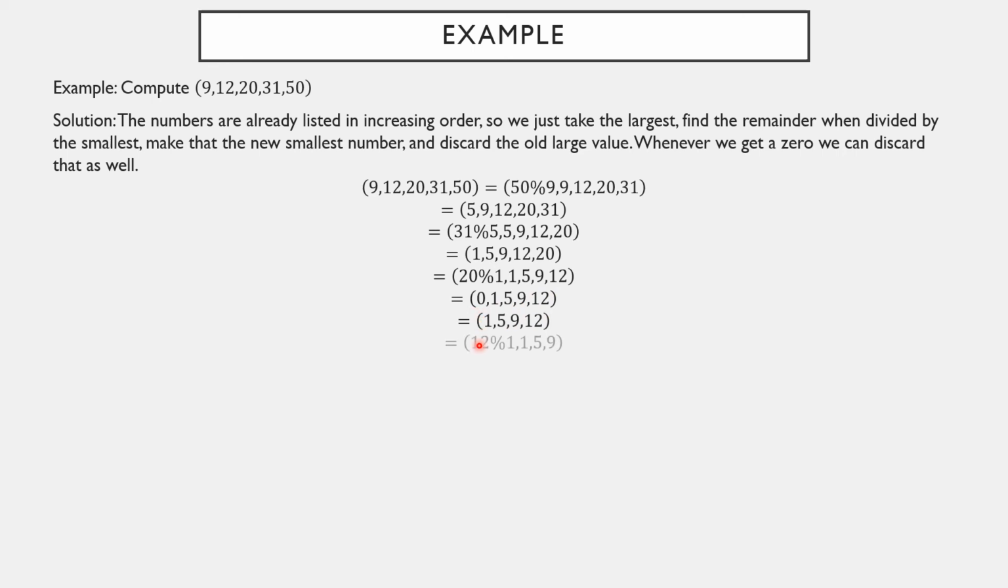And now try again. 12 over 1 and then 159. Well, that remainder is 0, so get rid of it. 159. 9 over 1 is 0 remainder, so get rid of it. 5 over 1 remainder is 0, and now I have a pair of numbers. The first one is 0, so the GCD is just 1.